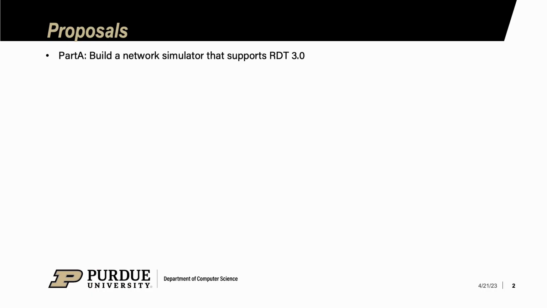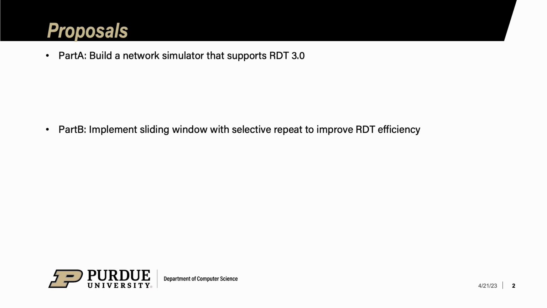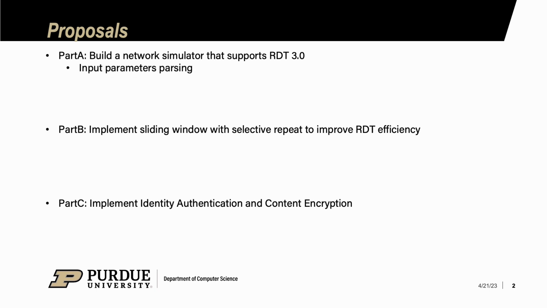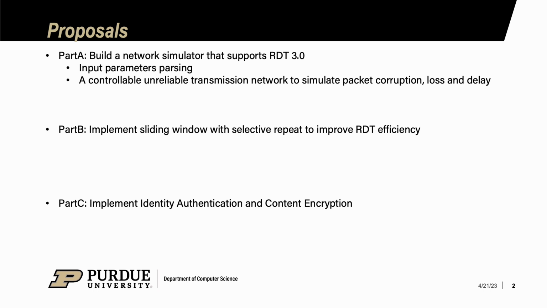I am excited to introduce our bonus project, implementing RDT 3.0, a sliding window protocol with selective repeat for enhanced efficiency and basic security measures during file transmission. Since the code will be implemented from scratch, our first task in Part A is to create an unreliable transmission network that supports packet corruption, loss, and delay simulation. Once this network is established, we can proceed to implement RDT 3.0.